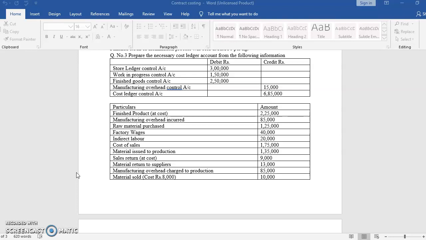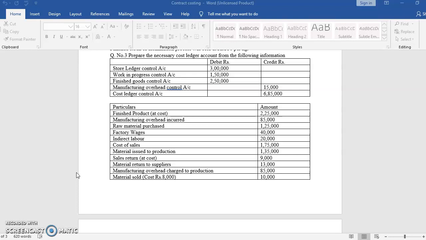Which ledger is this going to give for manufacturing purposes? Yes, cost ledger control account. So on the credit side of cost ledger control account, write down by manufacturing overhead account 85,000, and on the debit side of manufacturing overhead control account, to cost control account 85,000.